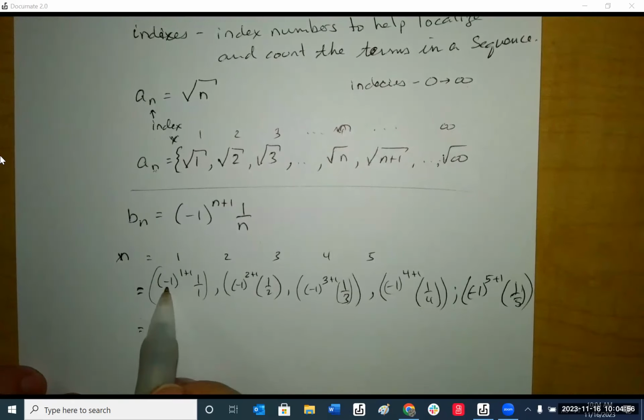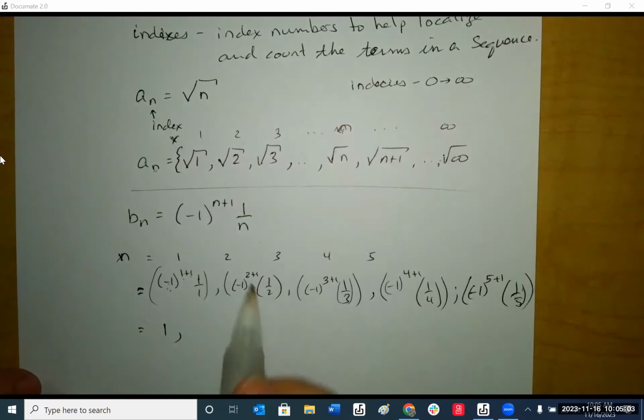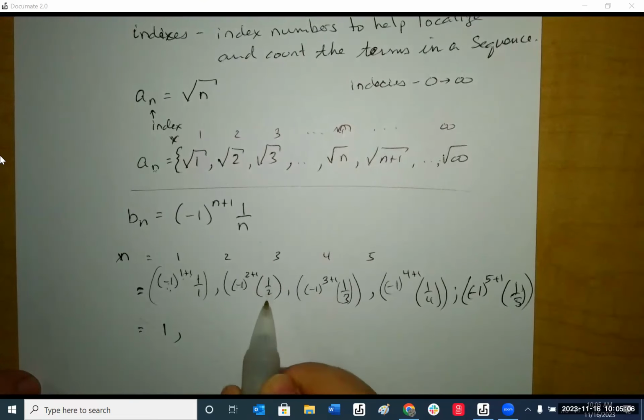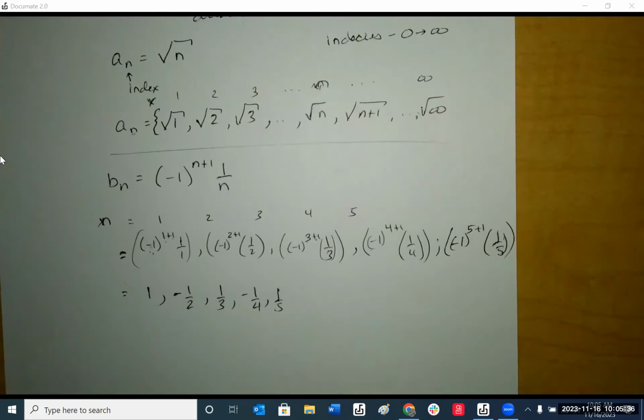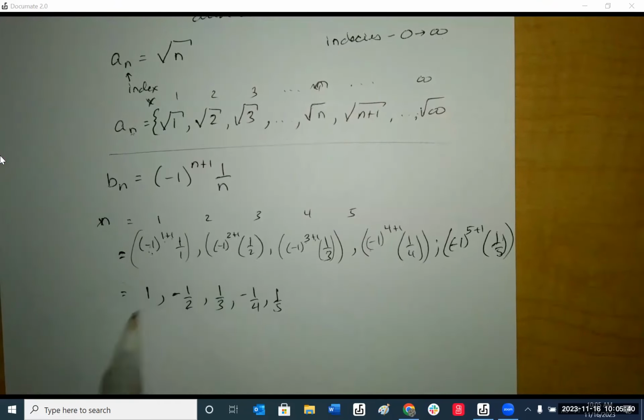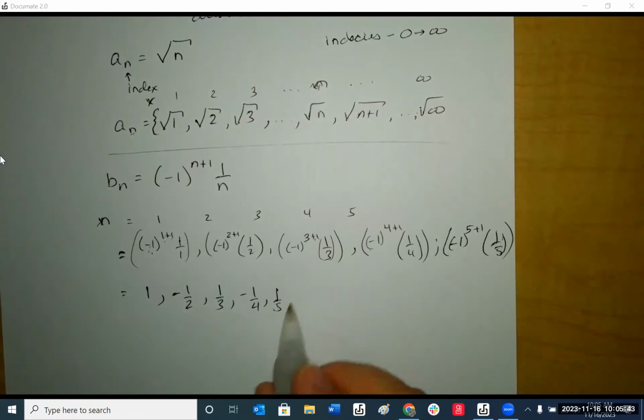So what this one's going to have is negative 1 to the 1 plus 1, which is 2. Negative 1 squared is 1, 1 over 1, so that's 1. Negative 1 to the third power is negative 1, times 1/2 is negative 1/2. Negative 1 to the fourth is a positive 1, so that's a positive 1/3. Negative 1 to the fifth is a negative 1, so it's negative 1/4. 5 plus 1 is 6. Negative 1 to the 6 is 1, so it's positive 1/5. Notice we go from positive, negative, positive, negative, positive, negative. So this is what we call an alternating sequence or alternating series. It alternates between positive and negative. And it keeps on going.